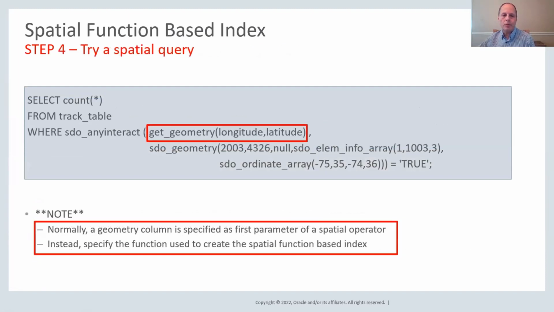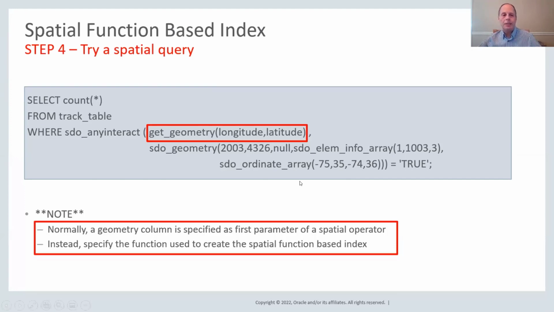And step four is just running a spatial query. So I have a track table, and I can do this with any interact. Normally, like I said with the template before, the first column is usually a column with a spatial index. Remember, I don't have a geometry column, but my first argument in this case could be the function that returns the geometry, because I do have a function-based index on that. So I'm searching this get geometry longitude, latitude. Second argument is my query window equals true. So it's very simple to do, very simple to set up, and very powerful.